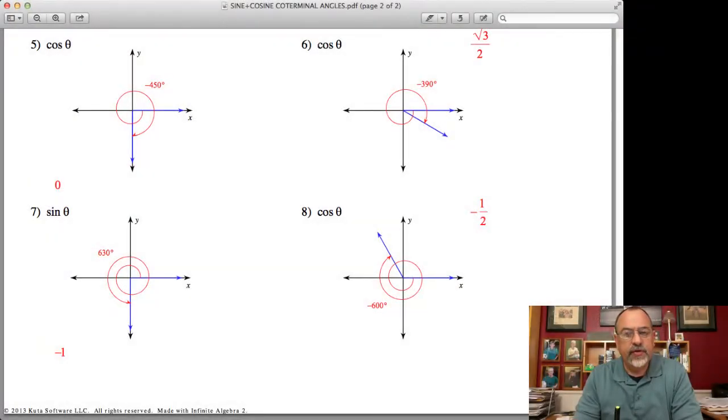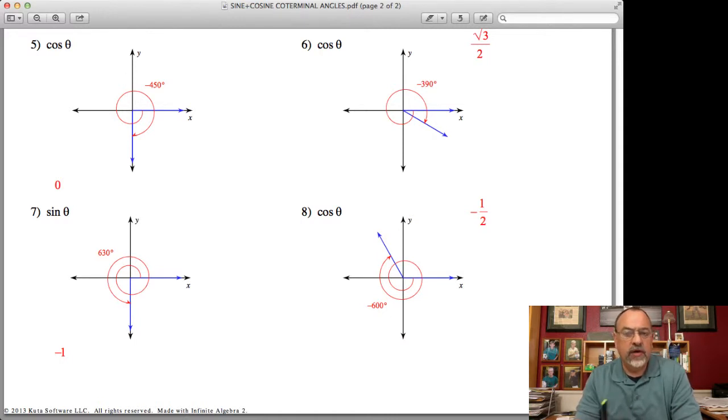Advanced Algebra Chapter 13 Lesson 2, and we want to wrap this lesson up by looking at the sine and cosine of these angles in the unit circle or in the coordinate plane, and then sine and cosine of coterminal angles. And again, I'm going to use a pre-calculus video.